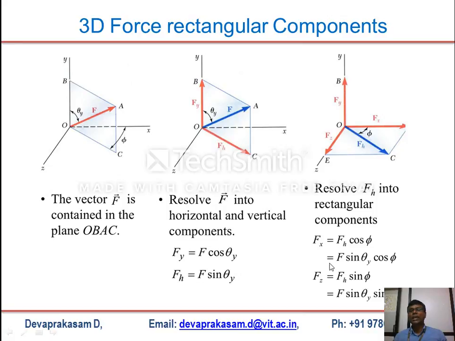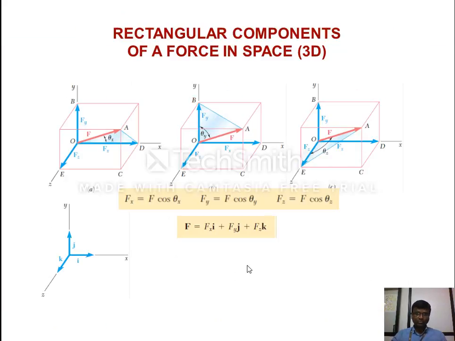So Fx is equal to F sin theta cos phi. Fz is equal to Fh sin phi, that is F sin theta sin phi. So Fy is equal to F cos theta. So this is the way you can resolve a force in space acting on a particle into various Fx, Fy, Fz components.